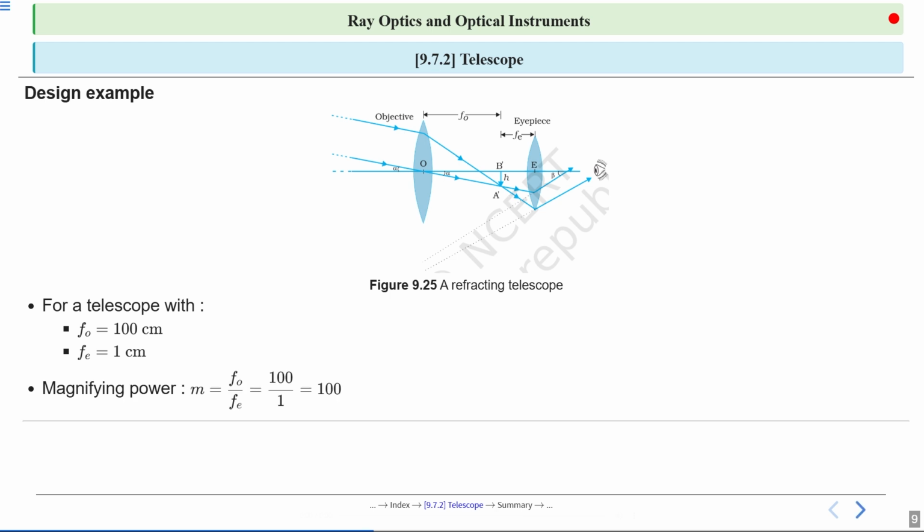Now let's calculate the magnifying power of the telescope. The formula is m equals f0 by fe equals 100 by 1 equals 100. This means the telescope can make objects appear 100 times larger than they are to the naked eye. Understanding this calculation helps us appreciate the power of telescopes in astronomy.